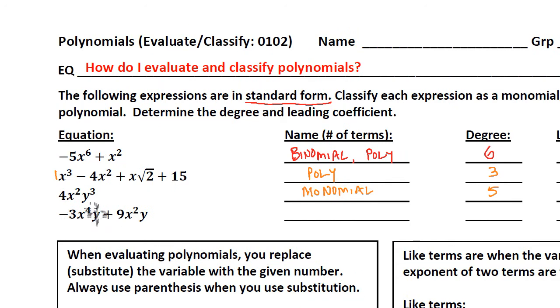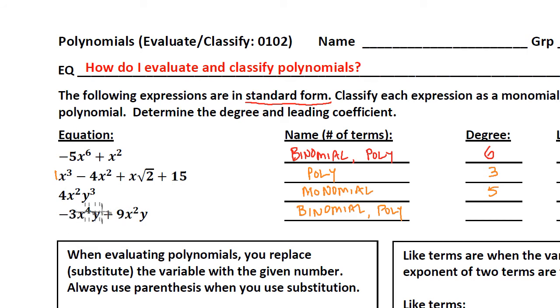Last one, we've got 2 terms. Here's a term, -3x to the 4th y. Here's a term, +9x squared y. So we've got 2 terms. That means we are looking at a binomial. And if we look at binomials, we also know there's more than one term, so that also could be called a polynomial. The degree here, let's take a look.